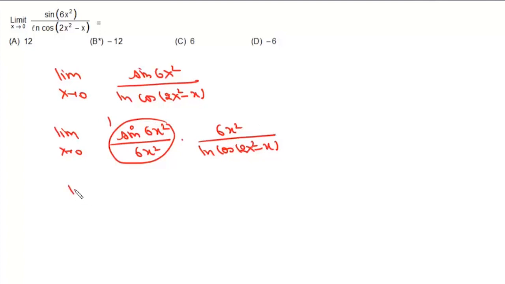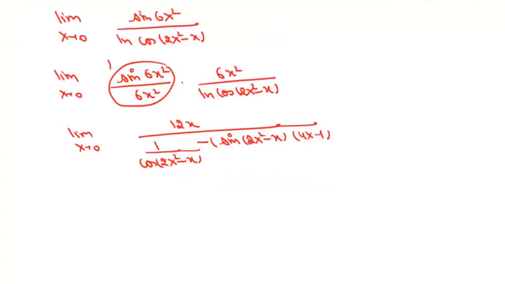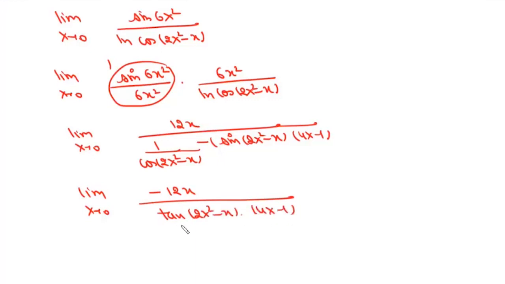Now this is standard limit 1, and this is 0 upon 0 form, and for this we'll use L'Hopital's rule. So we can write this as limit x tends to 0, and that'll be 12x, and here it is 1 upon cos(2x square minus x), and this is minus sin(2x square minus x) into 4x minus 1, which we can write as limit x tends to 0 minus 12x upon tan(2x square minus x) into 4x minus 1, which is still 0 upon 0 form.